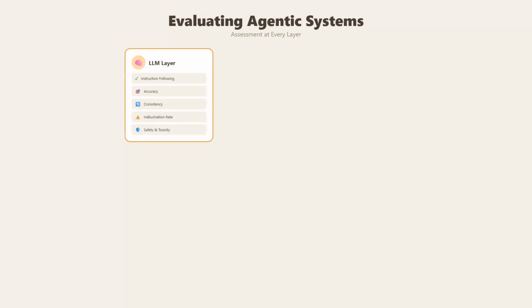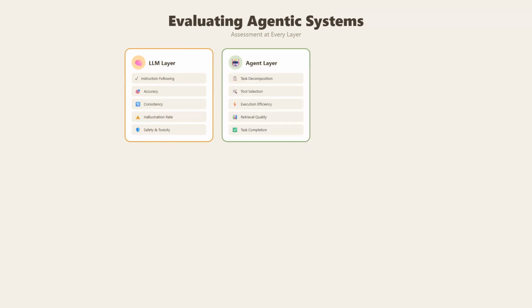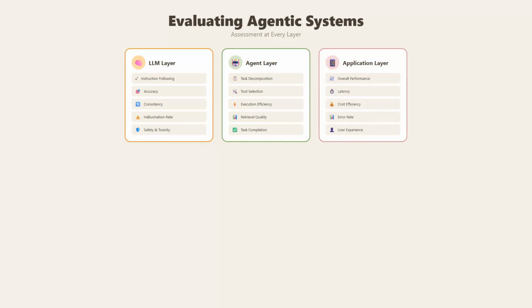Evaluating agentic systems requires thinking at multiple levels. Let's break down how to assess each layer of the stack. At the large language model layer, you're evaluating the brain itself. Does it follow instructions correctly? Is it accurate in its reasoning? Is it consistent across similar queries? How often does it hallucinate or make things up? Are there safety concerns or toxic outputs? These fundamental model qualities form the foundation everything else builds on.